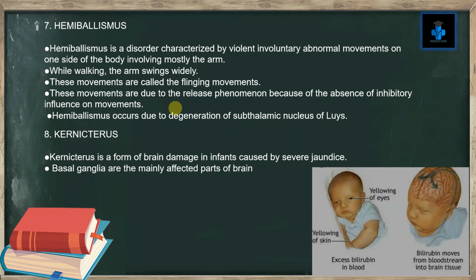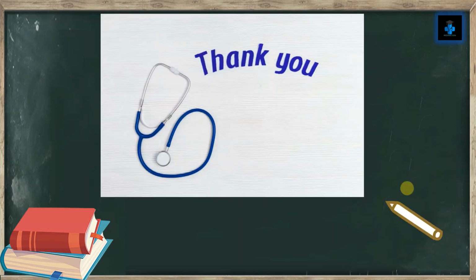Kernicterus. Kernicterus is a form of brain damage in infants caused by severe jaundice. Basal ganglia are the mainly affected parts of brain. Here you can see bilirubin moves from bloodstream into brain tissue because in infants the blood-brain barrier is not well developed. Hope you have understood the video.